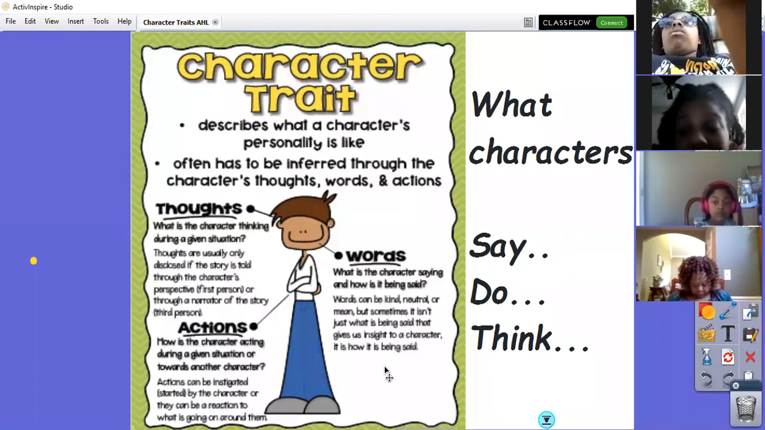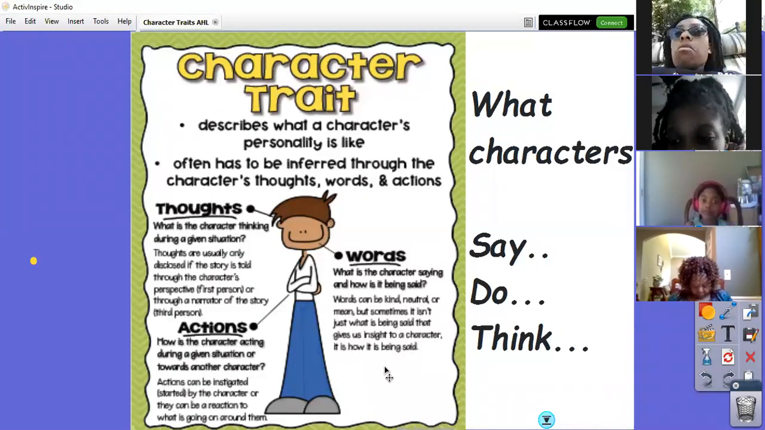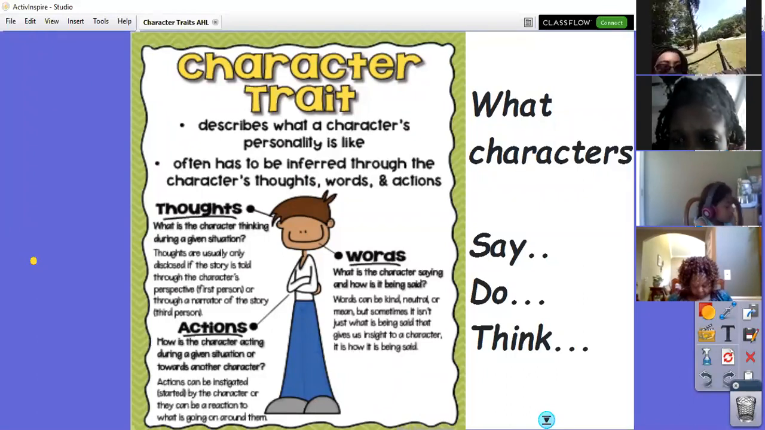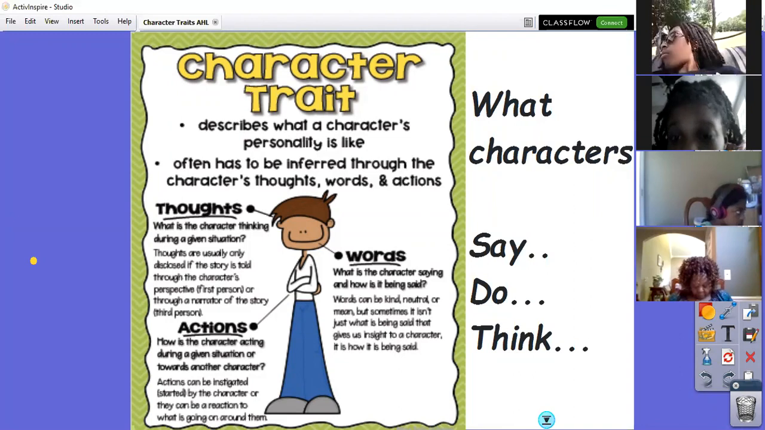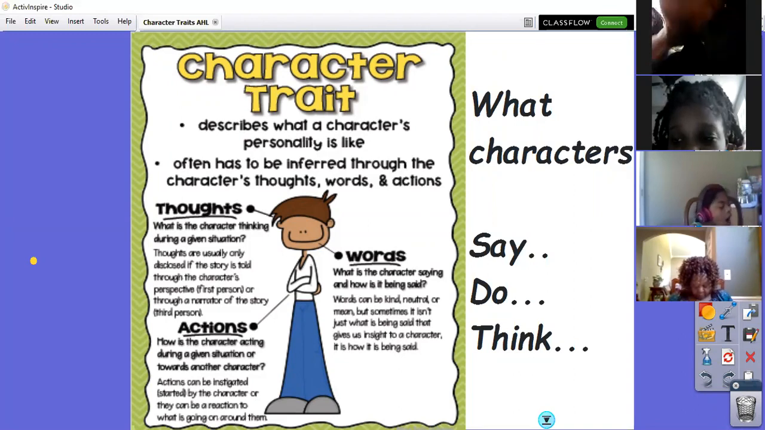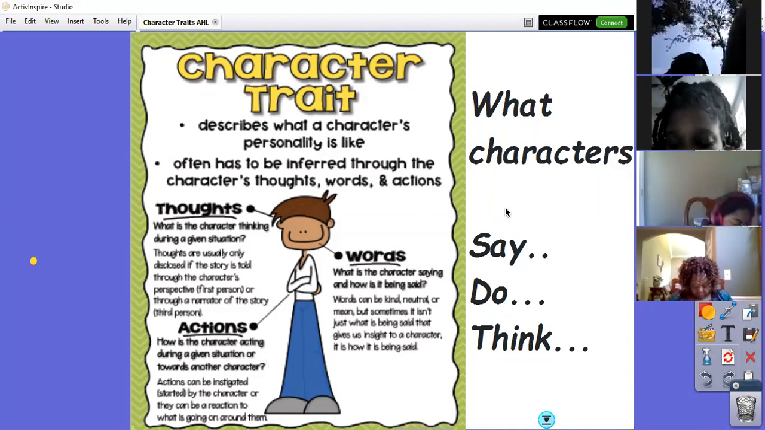Because think about grandma. Although she was wise and intelligent, she was always biting off Ma's head, remember? So we have to keep that in mind. That helped to shape her character as well in the actions. How the character is acting during a given situation is also important. So it's not only their actions and what they're doing, but also their reactions to challenges, okay? It shapes their personality or their character.